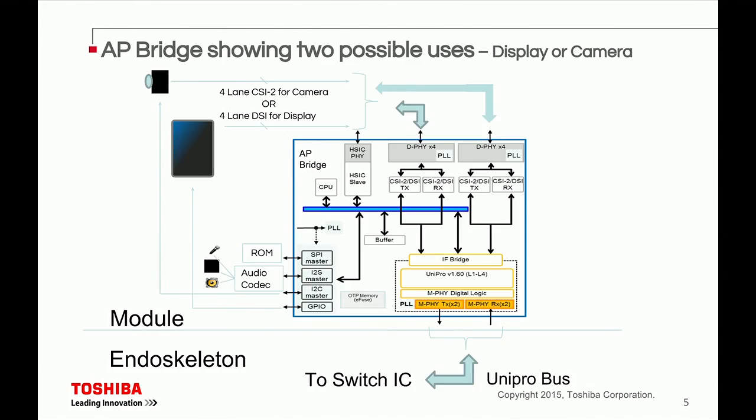Showing a little example here of what the AP bridge configuration is possible, either as a camera or a display. You can use a 4-lane CSI2 for the camera, and for the display, you can use a 4-lane DSI. There's also enough bandwidth in this processor to handle sound, audio codecs, and whatnot. And all that bridges over to the UniPro network and into the switch IC on the endoskeleton.